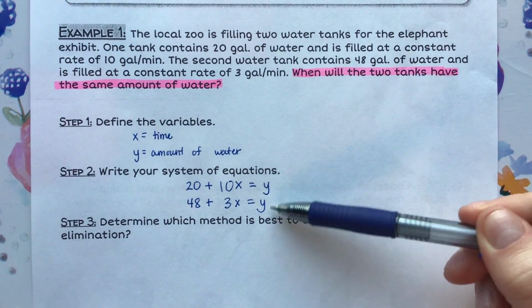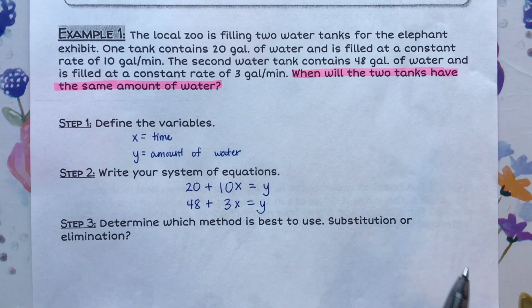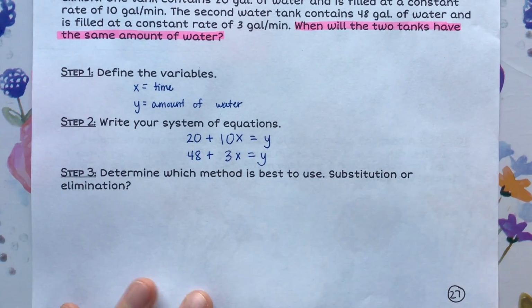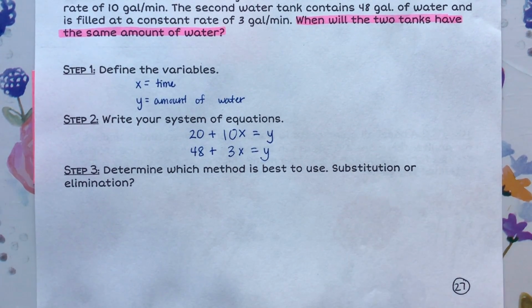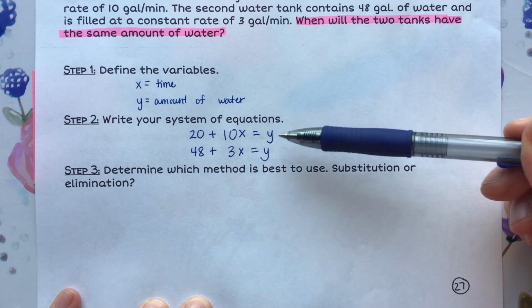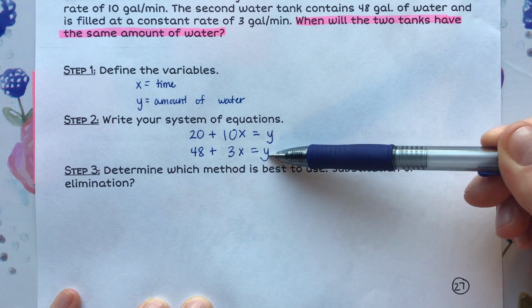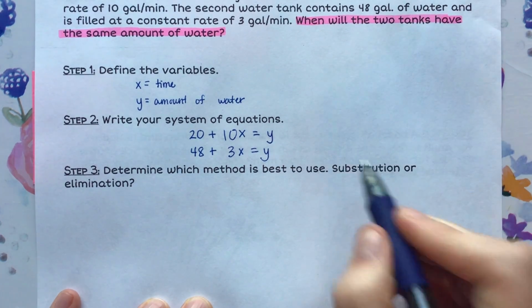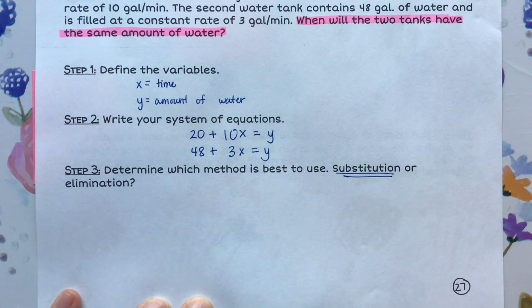So now that I have my 2 equations written out, it's up to me to decide what is going to be the best way to solve this. Do I want to use substitution or elimination? Well, based off of the fact that both of these are already solved for y, I'm personally going to use substitution. But remember, this is what is best for you. You're allowed to solve it the way that makes most sense for you. So if you prefer elimination, then you're allowed to do that.